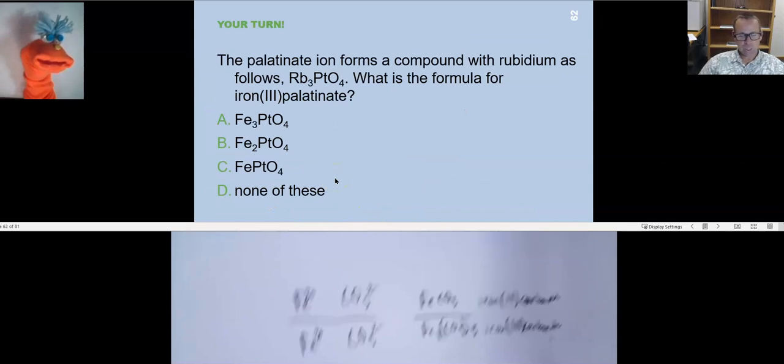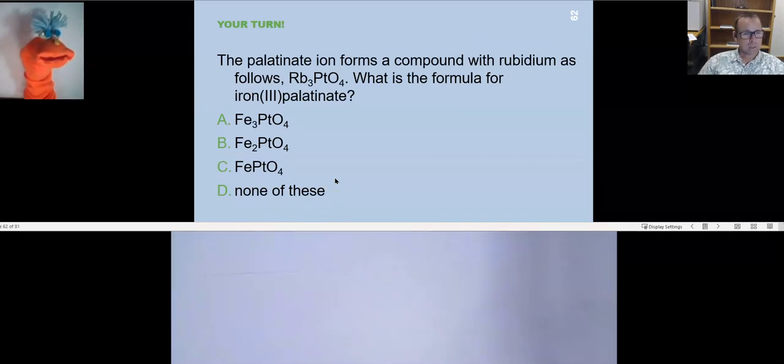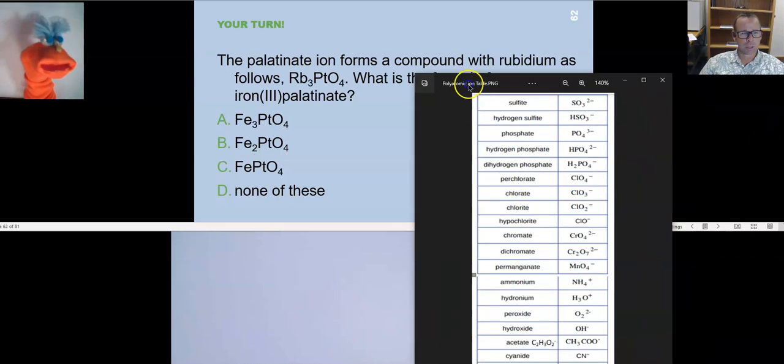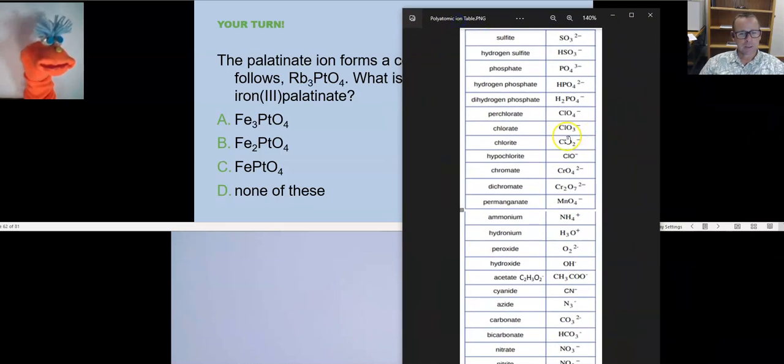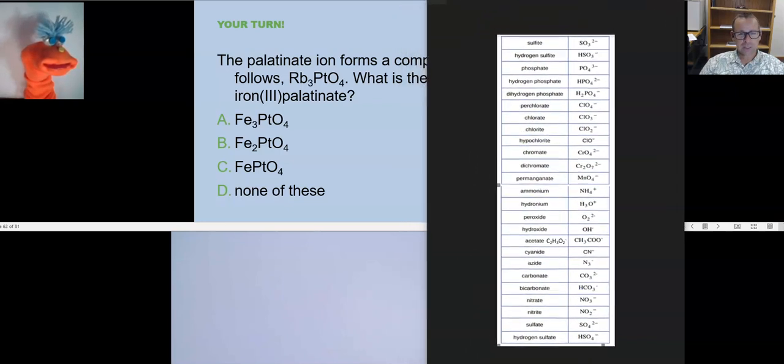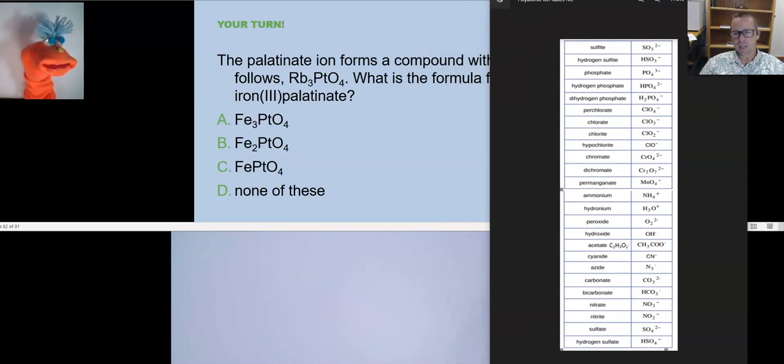So here's one for you to look at. The platinate ion forms a compound with rubidium as follows. All right, that's the chemical formula for rubidium platinate. What is the formula for iron 3 platinate? Can you bring up the polyatomic ion chart? Okay, what do you want that for? Let's look at the polyatomic ion. I'm not seeing it. That's right. It's not there, right?